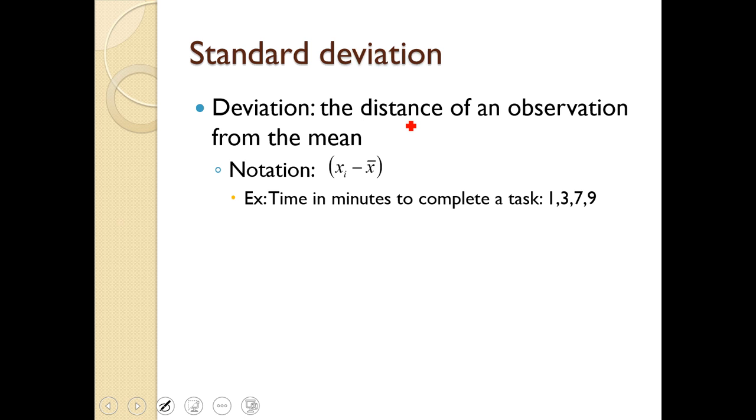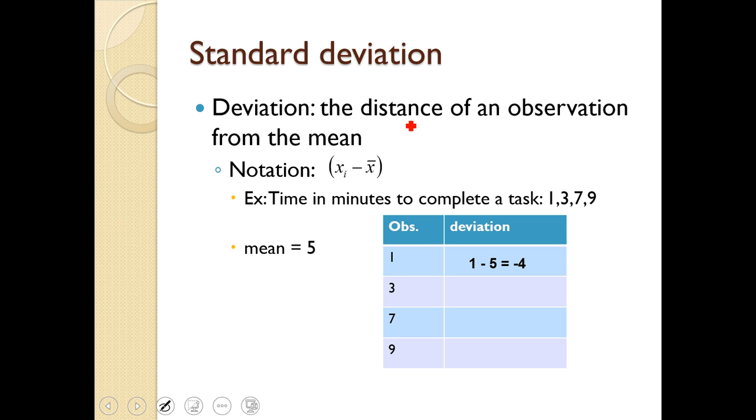So let's say we do a study with 4 different people on some task. It took one person 1 minute, one person 3 minutes, one person 7 minutes, one person 9 minutes. The average of those, 1 plus 3 plus 7 plus 9 divided by 4, is 5. So the deviation: how far is 1 from 5? It's 4 below, hence negative 4. How far is 3 from 5? It's 2 below. Then 7 is 2 above, hence positive 2, and 9 is 4 above.